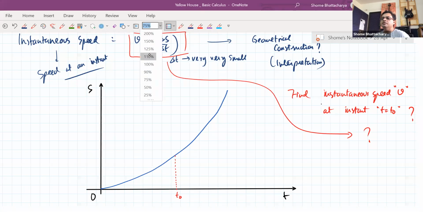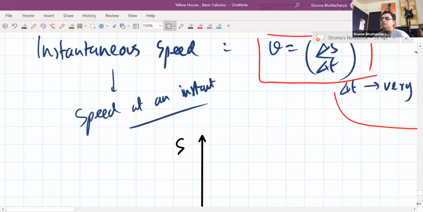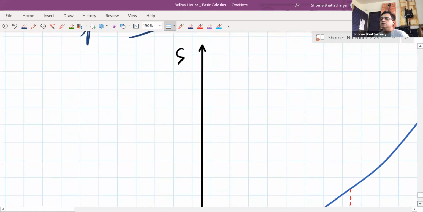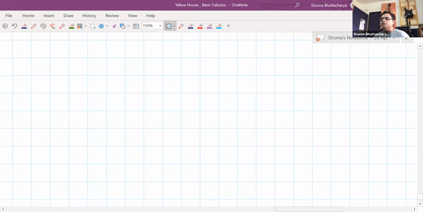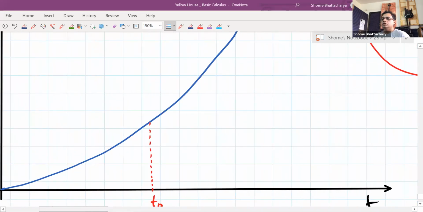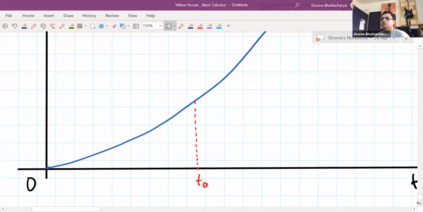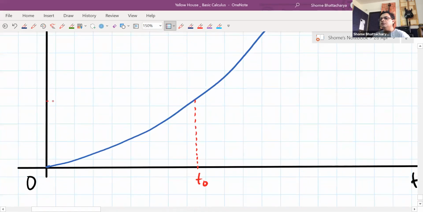So first of all, we'll have to magnify this a lot. Okay. So I'm just looking at this magnified diagram now. At this particular instant, let's say the distance from the starting point was S0. Now, if I want a very accurate measurement of the instantaneous speed, I'll have to select another time which is very, very close to this time.